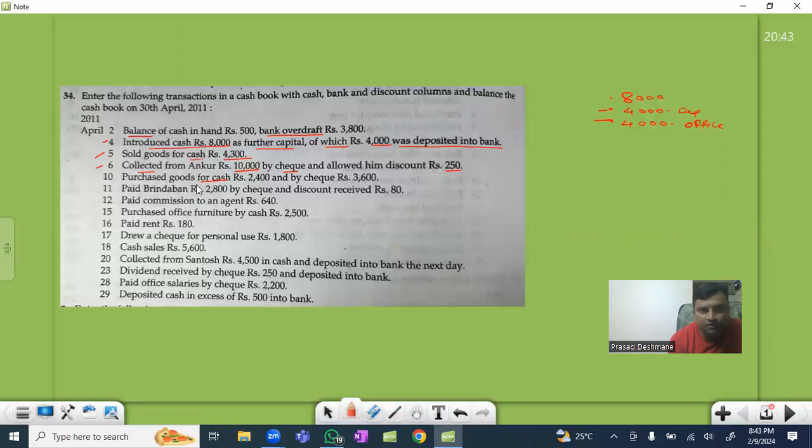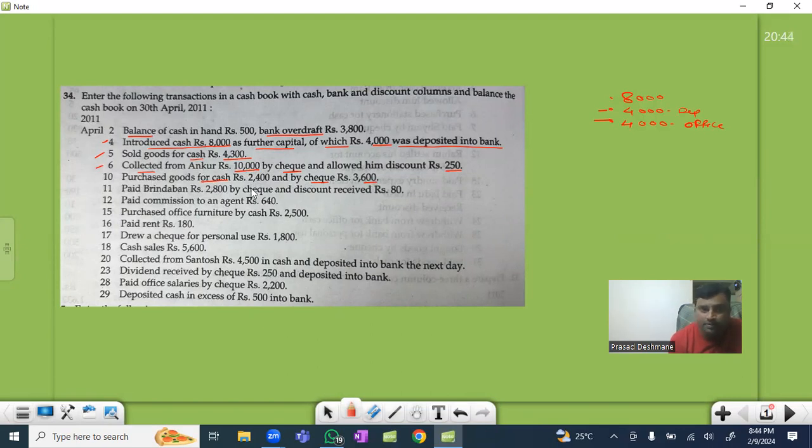Purchase goods for cash 2,400 and by check rupees 3,600. So we bought the goods. Sir, I have a question. Shouldn't it be 9,750? No, because we don't subtract the discount. Collected from Ankur rupees 10,000 by check. We got the check of 10,000 rupees. When you get a check of 10,000, it's 10,000. It means he owes us 10,250. Okay.